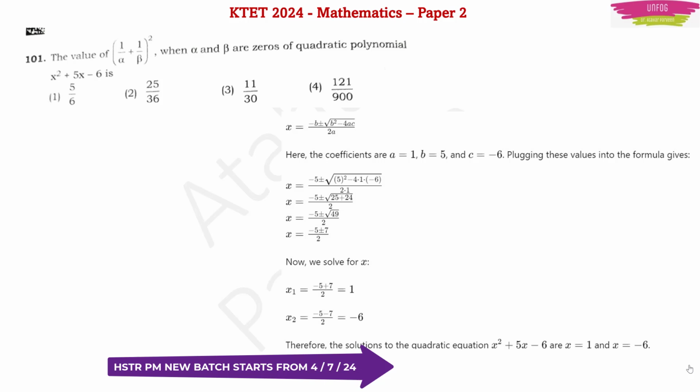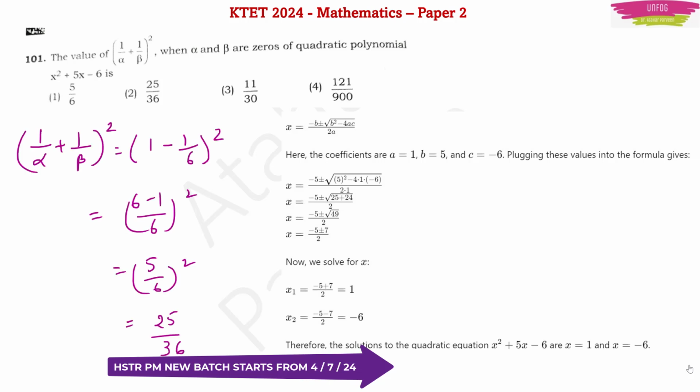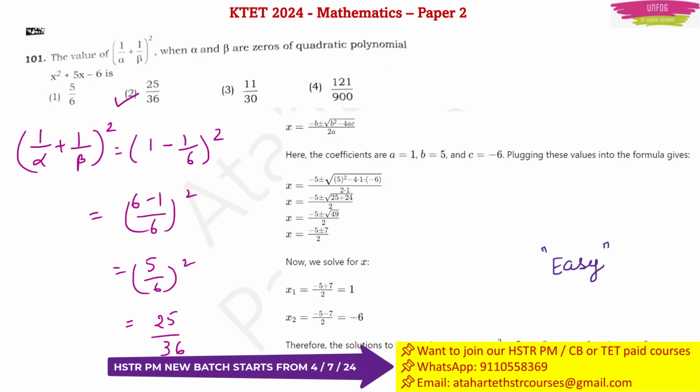So you now have to consider one value of x as alpha and another value of x as beta, which are 1 and minus 6. Substitute here and then do the whole square. So you will get 25 by 36. Because we have directly used the formula and then substituted, we can call it an easy question only. But it will take a little time because we have to substitute all the things in the formula and then find out the values of x, right? It is a time consuming problem. Okay.